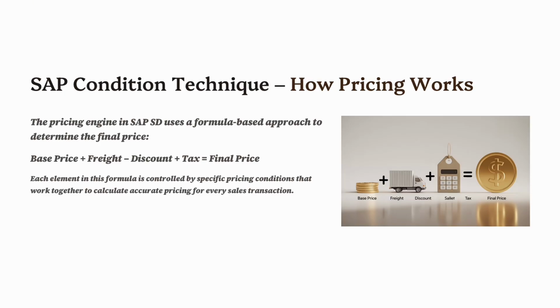2. Access sequence. It tells SAP where to look for the right price, which condition table to check first. 3. Condition type defines what the condition does, like PR00 for price, K004 for discount, MWST for tax. 4. Pricing procedure combines all condition types in a specific order to calculate the final price.